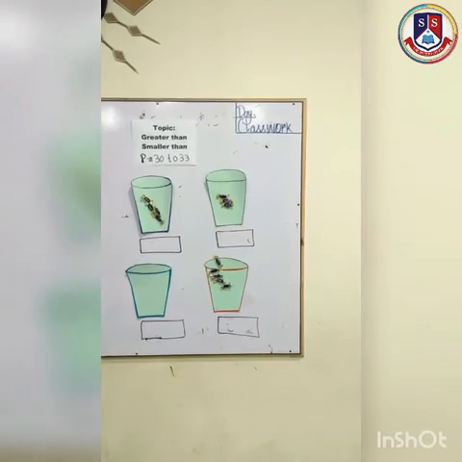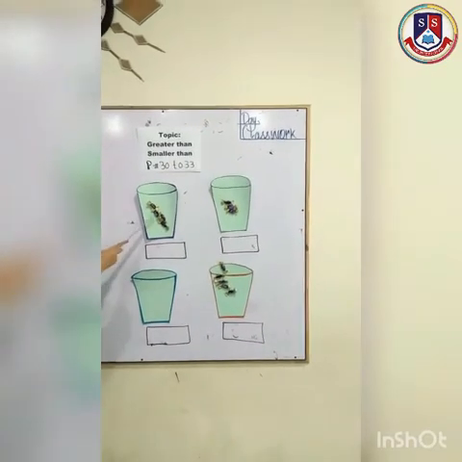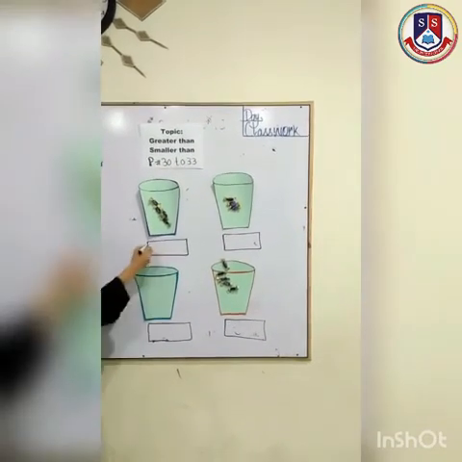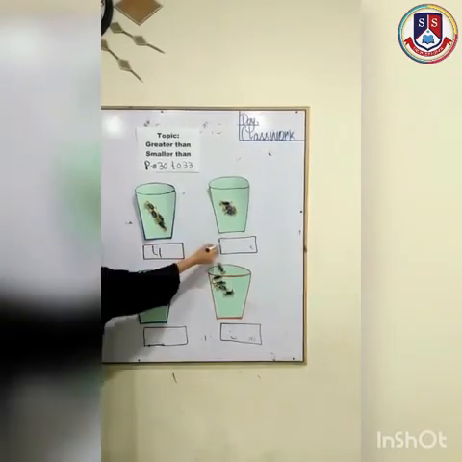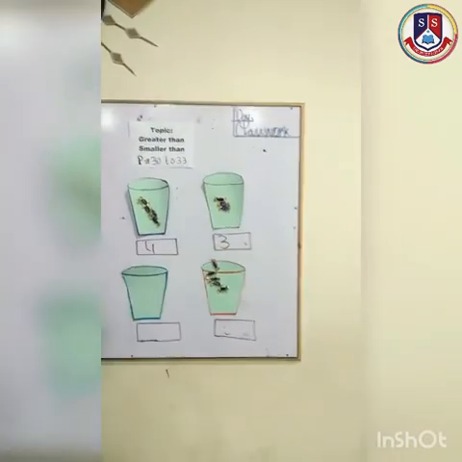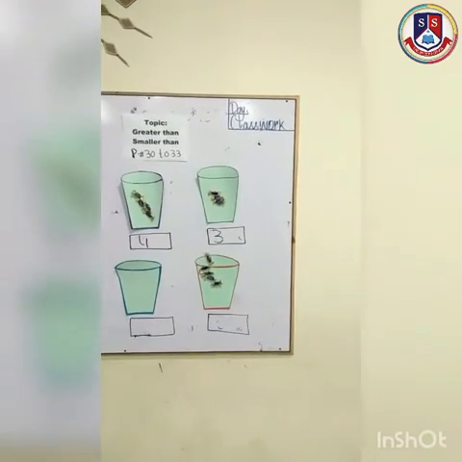So let's start from here. First we will count 1, 2, 3, 4. First bucket has 4 candies. Now in the second bucket 1, 2, 3. There are 3 candies. In the third one, oh, there is no candy.